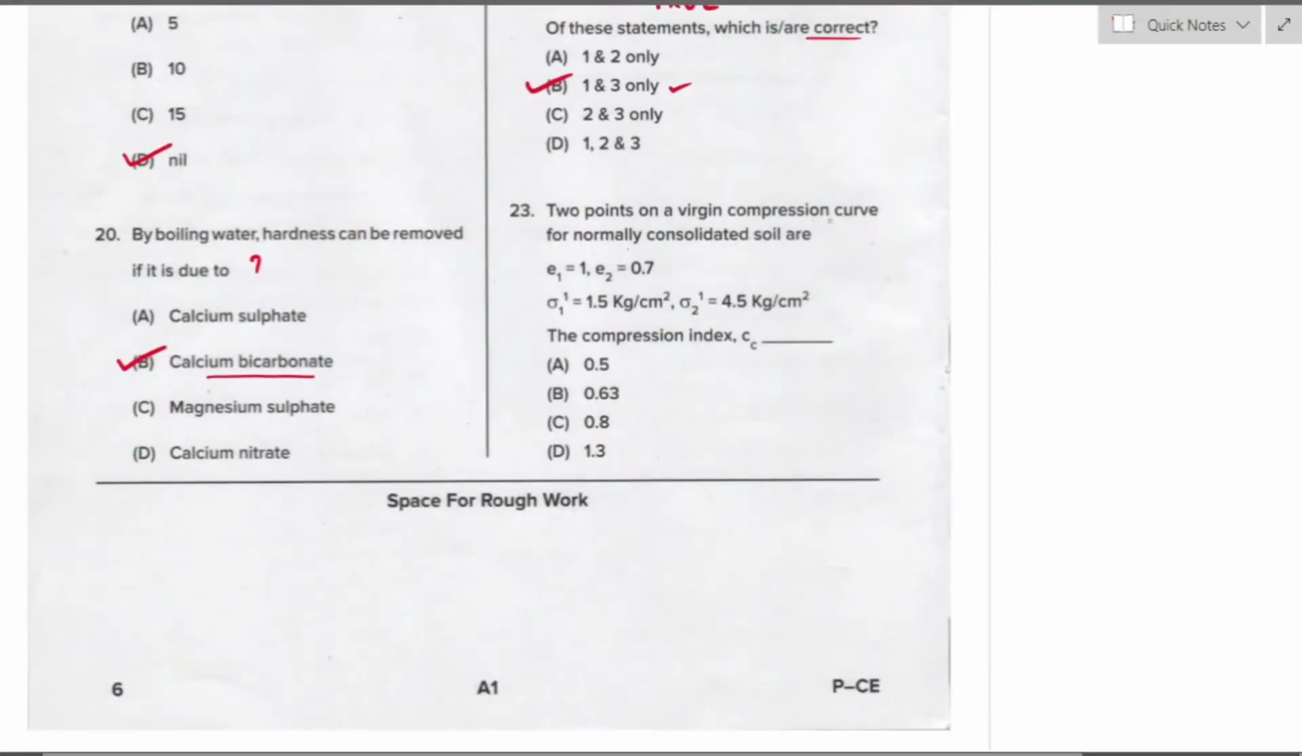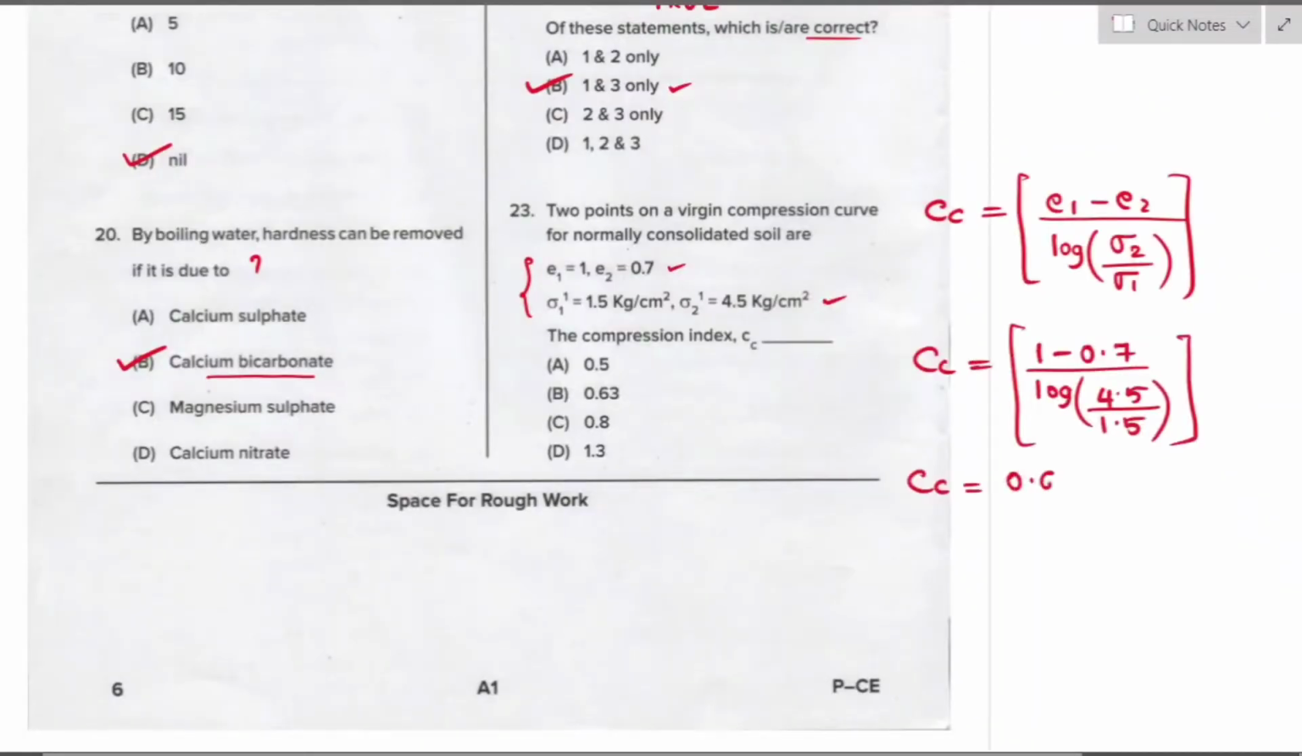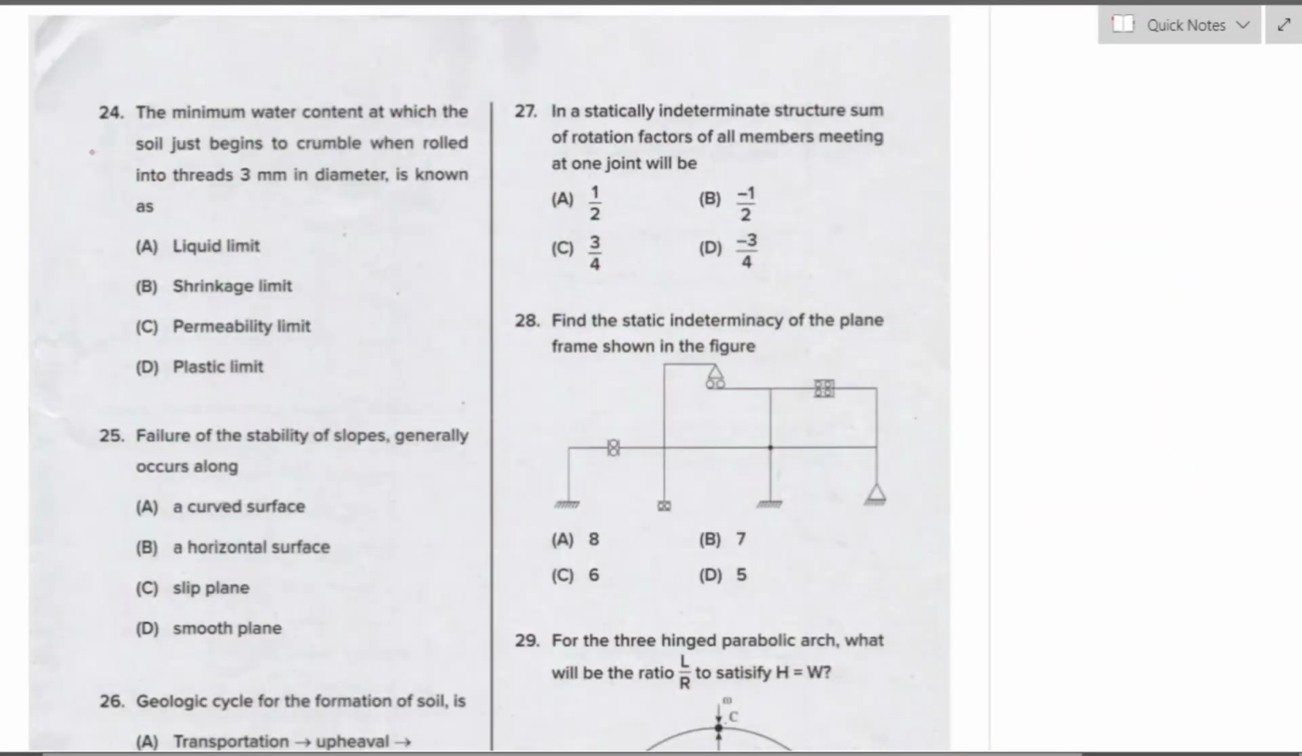Question number 23. Two points on the virgin compression curve for normally consolidated soil are given. These are the void ratios at 2 different points. At point 1, void ratio is 1. At point 2, void ratio is 0.7. And these are the corresponding normal stresses. Compression index will be 0.6287, which is nearly equal to 0.63. So the correct answer is option B.